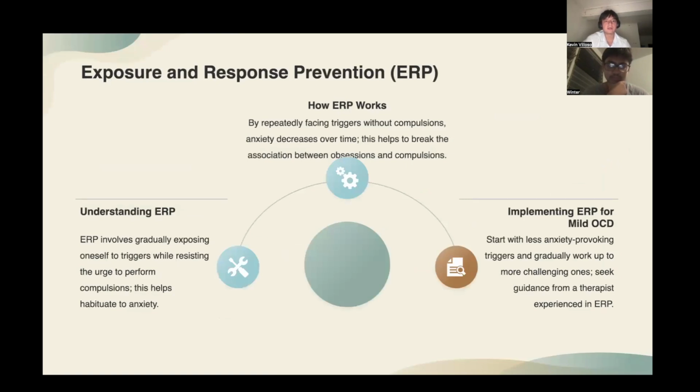Exposure and response prevention. And how this works is by repeatedly facing triggers without compulsions, anxiety decreases over time. This helps break the association between obsessions and compulsions. Understanding this, ERP involves gradually exposing oneself to triggers while resisting the urge to perform compulsions. Then there is implementing this for mild OCD. Start with less anxiety-provoking triggers and gradually work up to more challenging ones. Seek guidance from a therapist experienced in this.